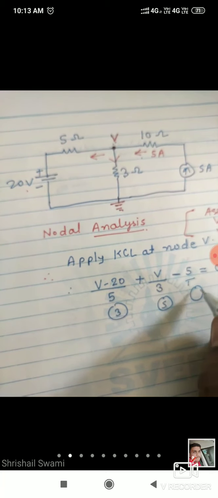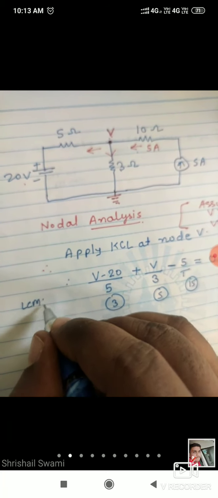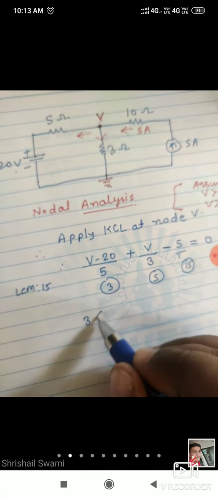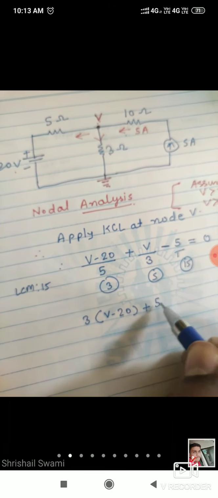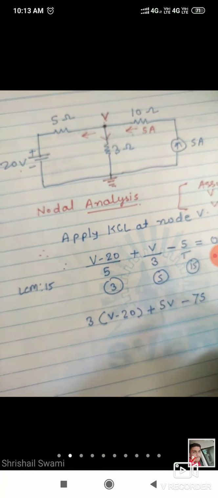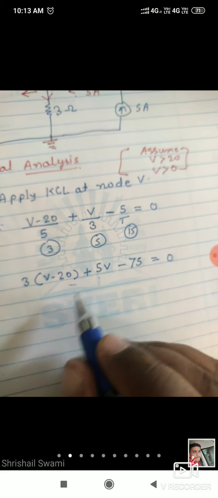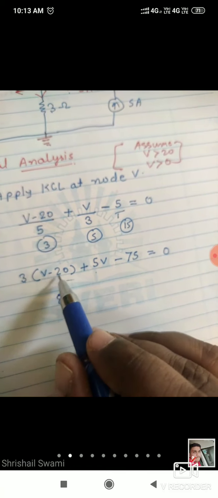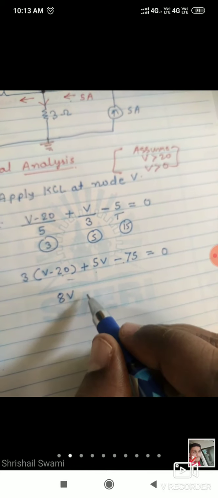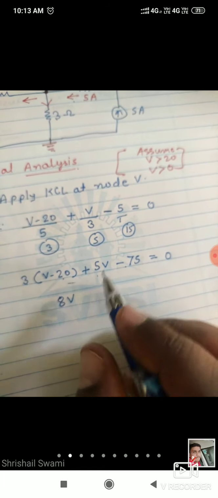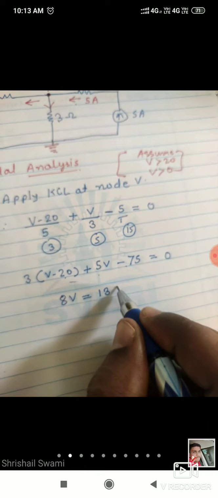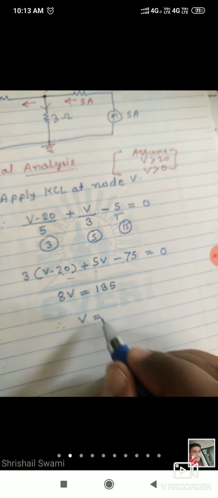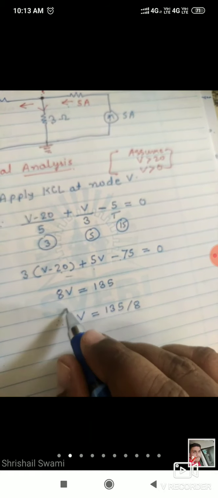and this is incoming, as it is minus 5 equal to 0. Again, what will the LCM be? 15. There is no 1 here, so the LCM is 15. So 3 into V minus 20 plus 5V minus 75, 15 into 5 divided by 15, goes to the right hand side, becomes 0. Okay, 3V plus 5V is 8V. Next 3 into minus 20 is minus 60 and minus 75, what does it come to? Minus 135 goes to the right hand side, becomes 135. So what will be V? 135 divided by 8. I will keep it as it is.